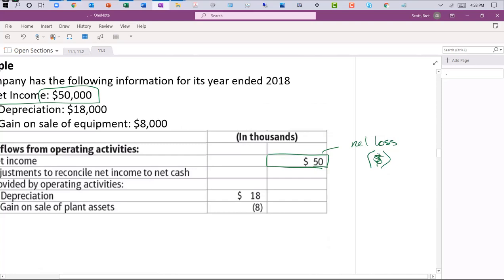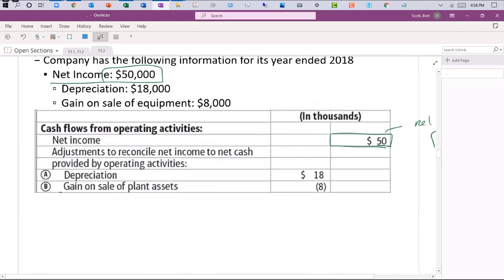But this is the reason why cash flows from operating activities is strange, because these are not necessarily cash inflows or outflows. This is net income, and we need to make adjustments to net income. So the next step is to start cherry picking from the income statement those items that need to be reversed. We need to reverse out the effects of any depreciation by adding it back.